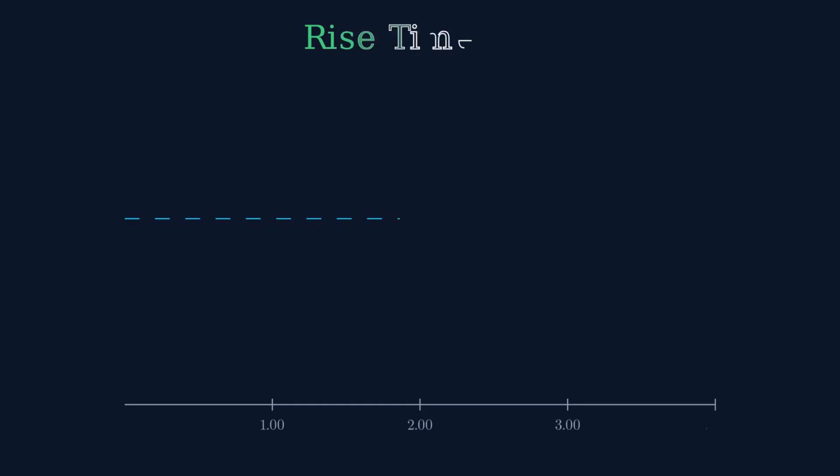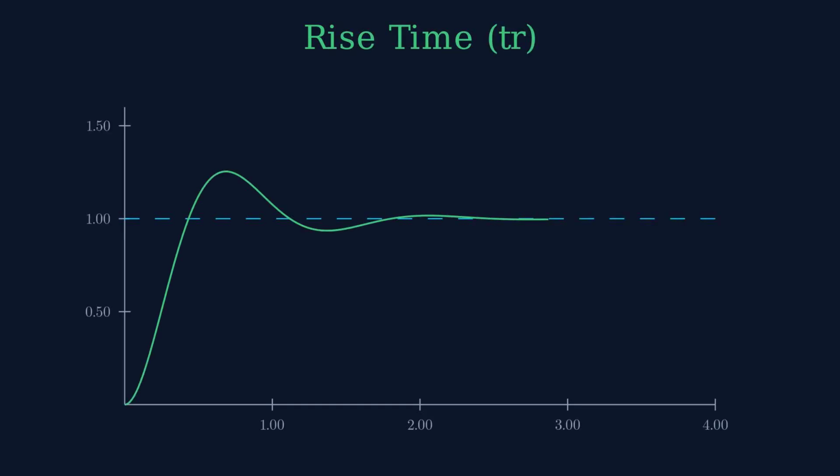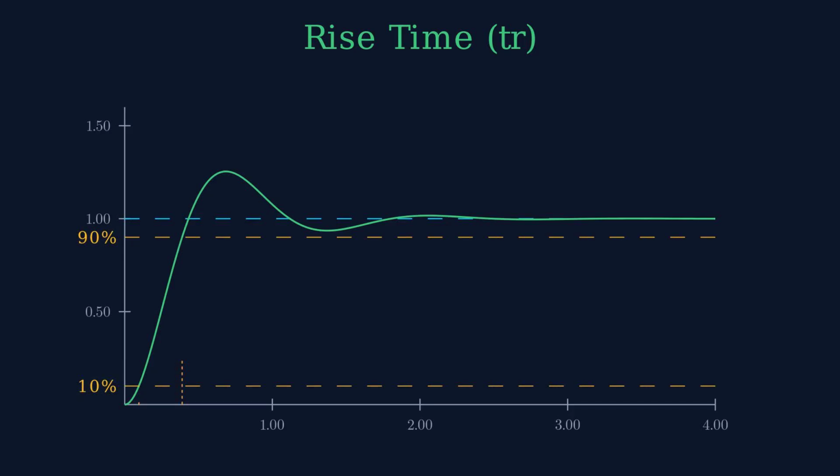The first parameter is rise time, TR. It measures how quickly the system responds. We define it as the time for the output to go from 10% to 90% of its final value. A smaller rise time means a faster system. Watch the curve. The steeper the initial climb, the shorter the rise time.